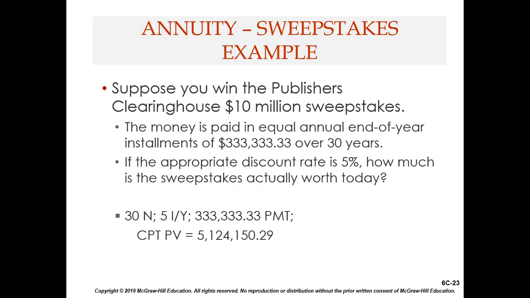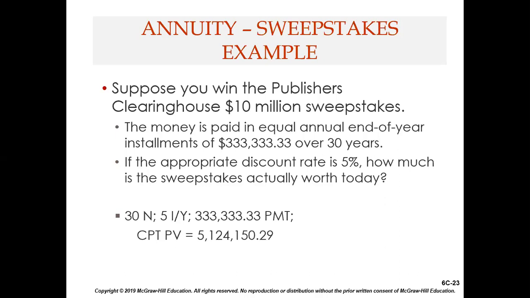If they use a discount rate of 5%, so if the current interest rate is 5%, and you said, no, I want the money all today, how much would you actually be receiving today? So now what you're determining is the present value of 30 equal payments of $333,333.33 over 30 periods.